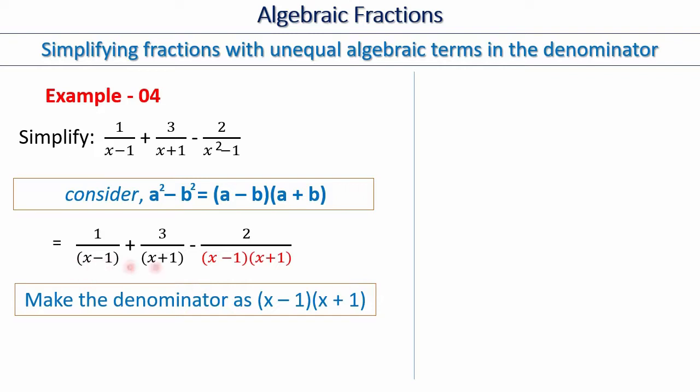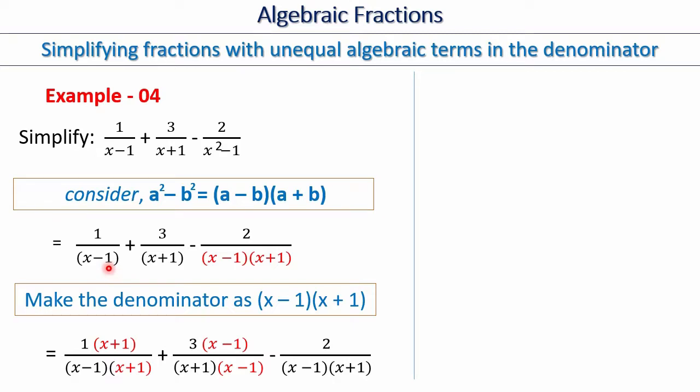Now we have to find the denominator for this. Then the denominator becomes x minus 1 into x plus 1. You have to make the denominator as x minus 1 into x plus 1. To make that, this x minus 1 I have to multiply by x plus 1. That is what here also I have done. Similarly, x plus 1 I have to multiply by x minus 1. That is what operation here also. This is already there. That means for these the LCM is x minus 1 into x plus 1. That is what we have made as the denominator.